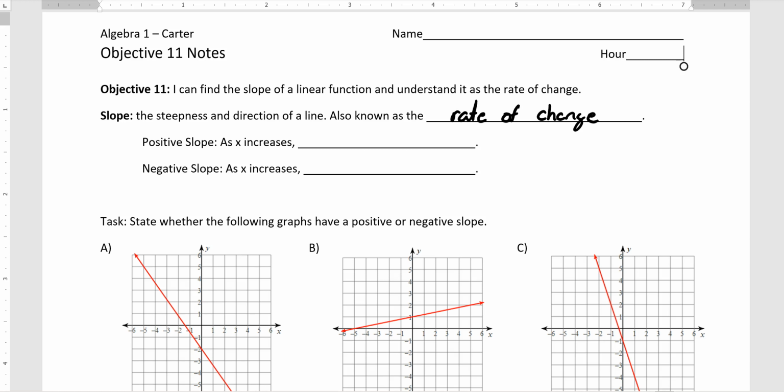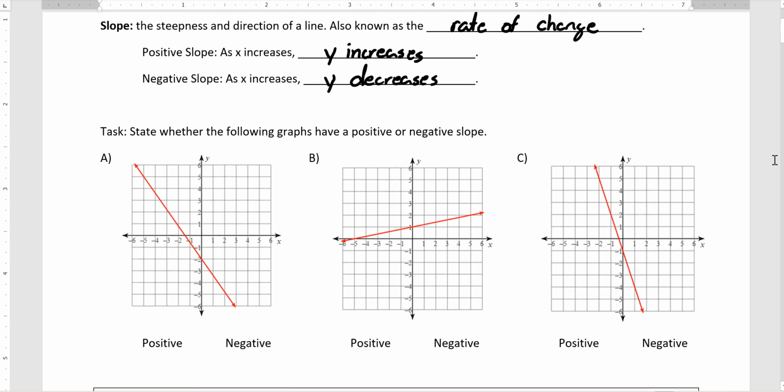Now, a positive slope means as x increases, y increases. And a negative slope would be as x increases, y decreases. And the reason for that is because as x is getting higher, if y is going higher, that graph is going to be going up. As x is getting higher, if y decreases, goes down, that graph's going to be going down. So we're reading that left to right.